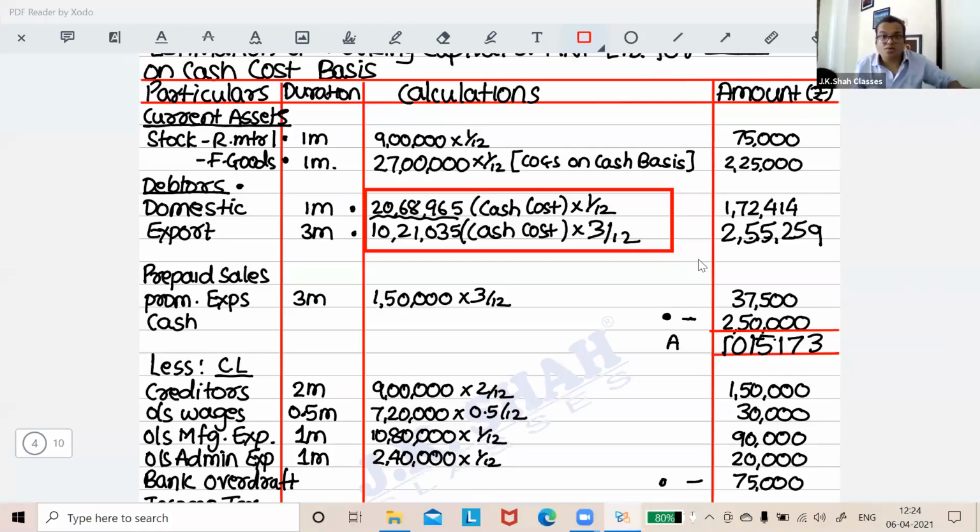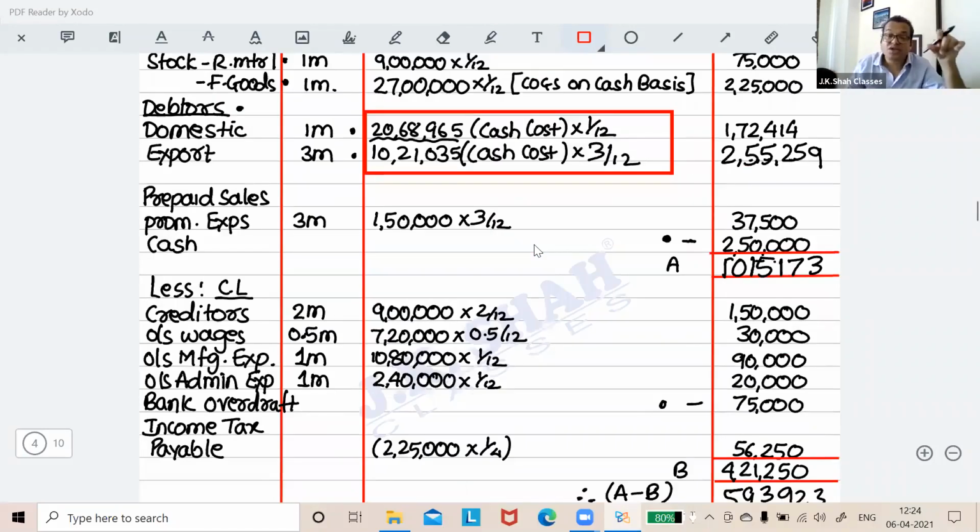Okay. Now, talking about cash, read through the question. What is told in the question? The question says that the cash needed is how much? 2,50,000. Of which I've already sponsored 75,000 through bank overdraft. So I'm connecting these two dots.